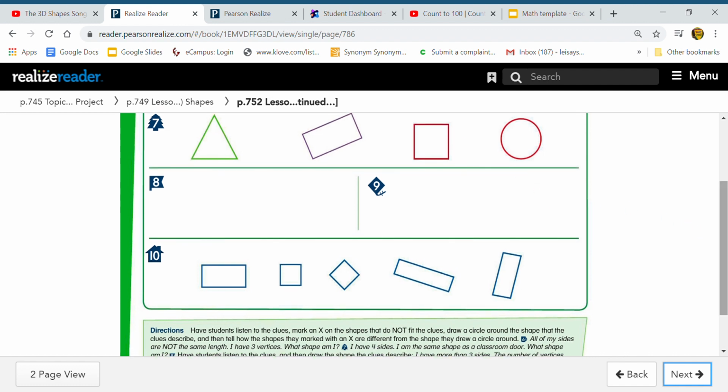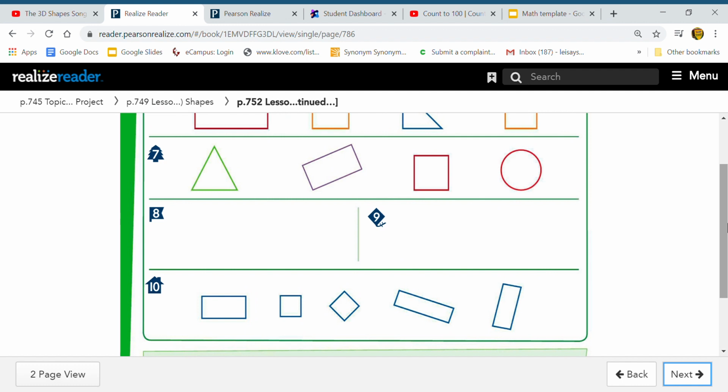I am the same shape as a door. Oh, do you have a door around you? Check out that door. What shape is that door that you see? Maybe you're looking at the bathroom door, or the front door, or the back door. Maybe you're looking at your bedroom door. What shape is that door? Yell it out to me so I can hear you. Yell it. It's a rectangle.